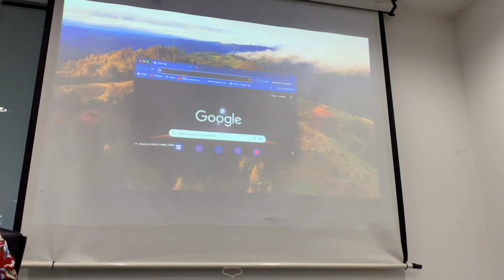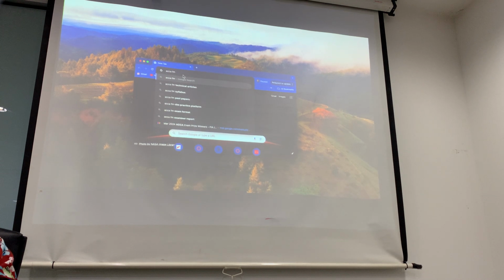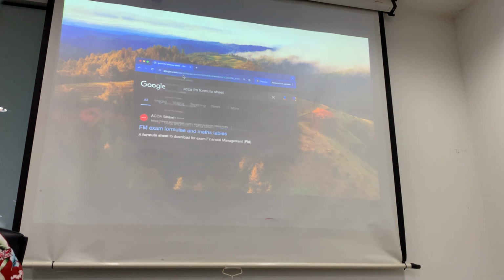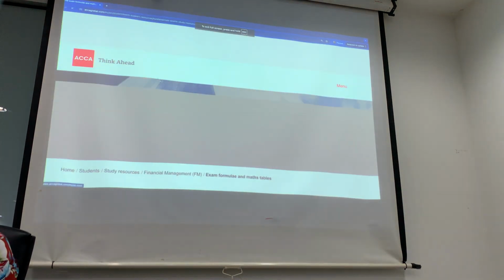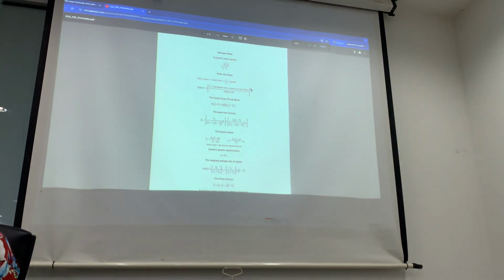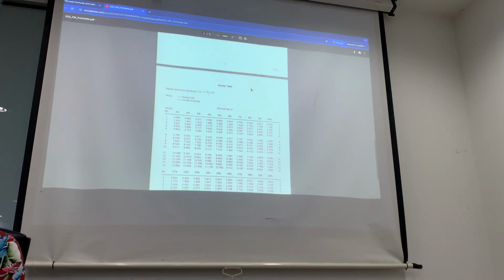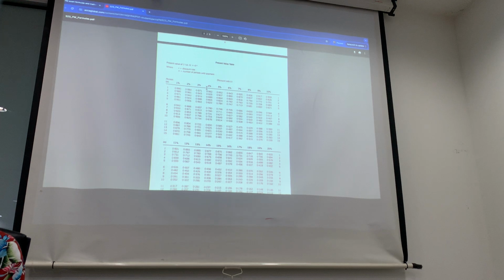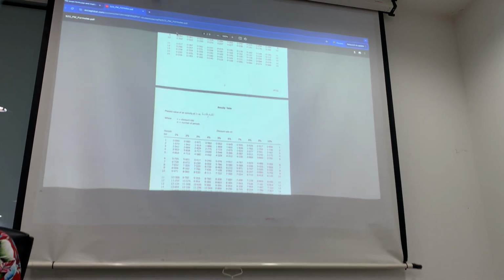We use from ACCA FM. Let's say formula sheet. There, math table, this one. Let's get this one, guys. Download. I think you can take this into the exam. Shouldn't be a problem. We got present value and you got the annuity table together. Got it? Can you guys find this?